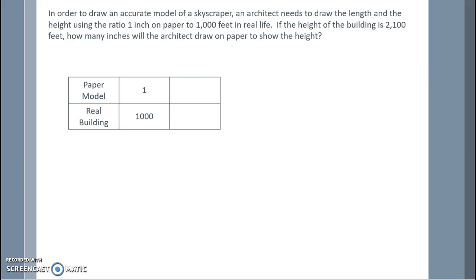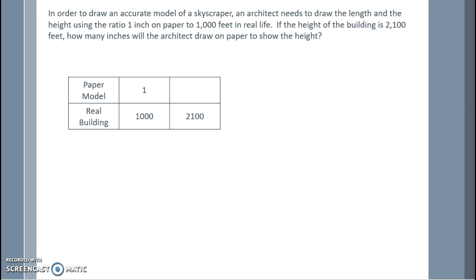In order to draw an accurate model of a skyscraper, an architect needs to draw the length and the height using the ratio 1 inch on paper to 1,000 feet in real life. If the height of the building is 2,100 feet, how many inches will the architect draw on paper to show the height? Some information that we know. We know that the paper versus real model has a 1 to 1,000 ratio. We also know that our real building is 2,100 feet.